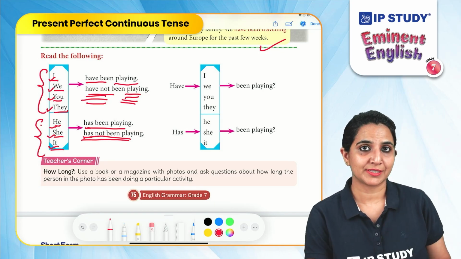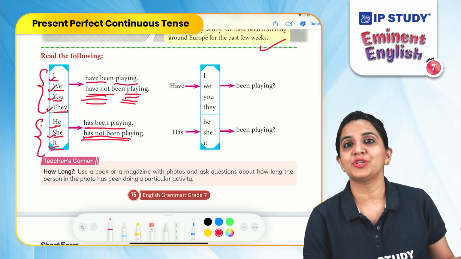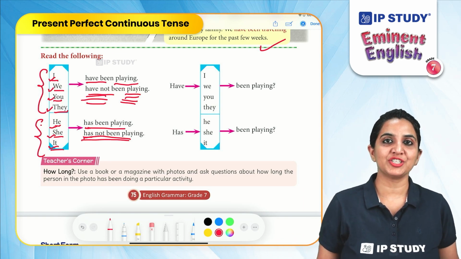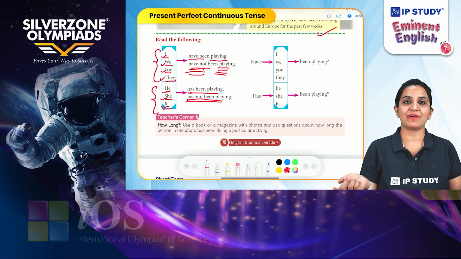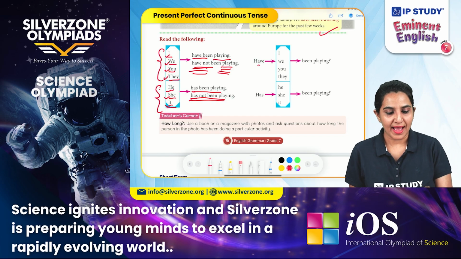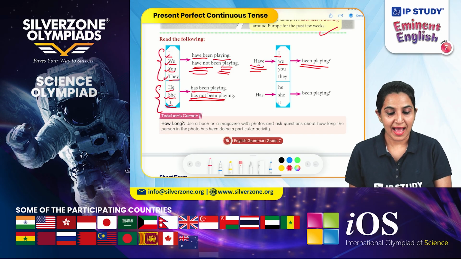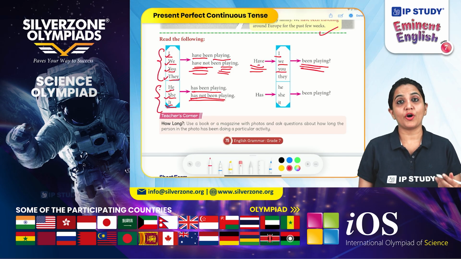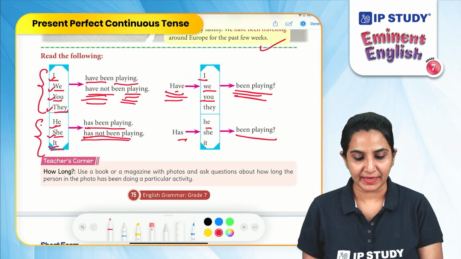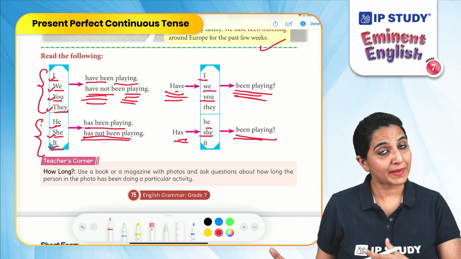Now, when you are asked to make questions in the present perfect continuous tense, what do we do? Very good. We simply interchange the places of have and the subject, or has and the subject. So, have I been playing? Have we been playing? Have you been playing? Or have they not been playing? Has he been playing? Has she been playing? Or has it not been playing?